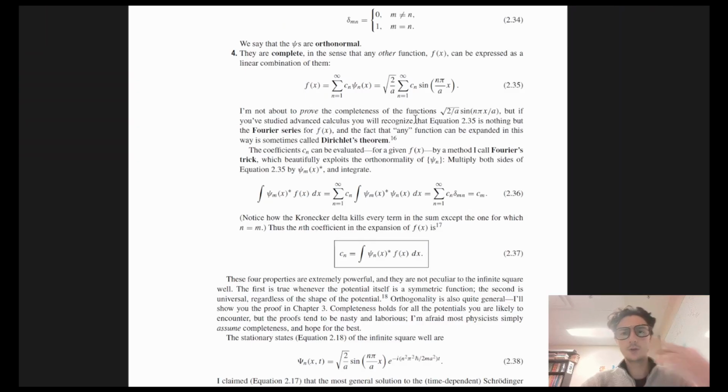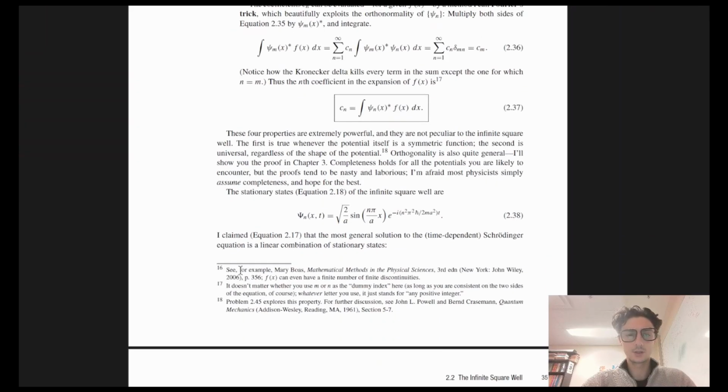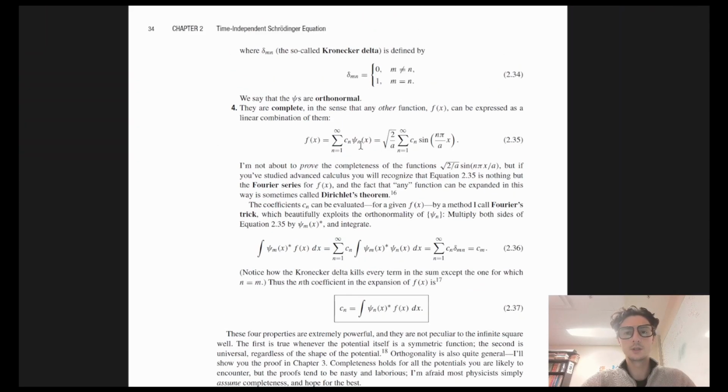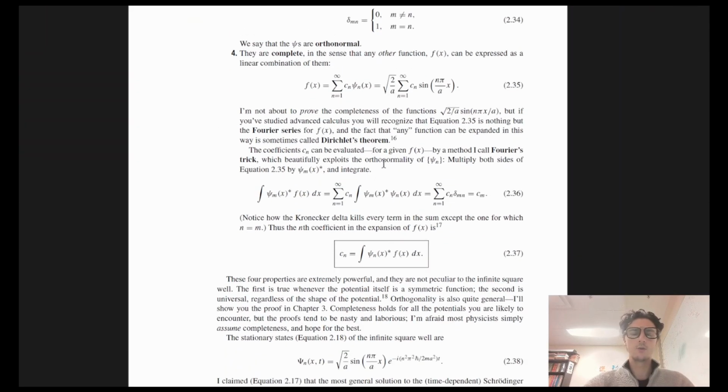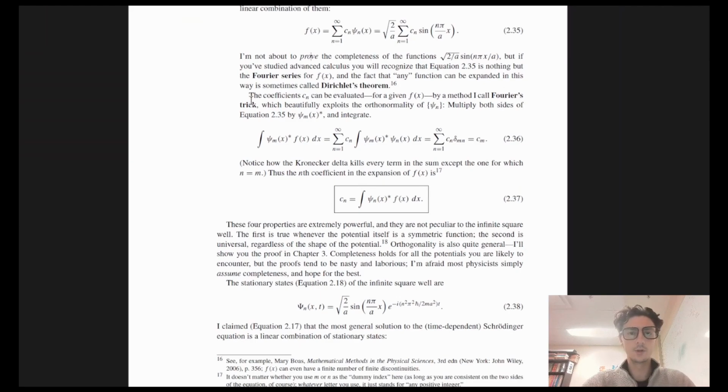I'm not about to prove the completeness of the functions, but if you've studied advanced calculus, you'll recognize that equation 2.35 is nothing but the Fourier series of f of x, and the fact that any function can be expanded in this way is sometimes called Dirichlet's theorem. Let's check 2.16, for example. It's just an example, no need to check that right now. We're just reading, getting some cool theory in our heads.